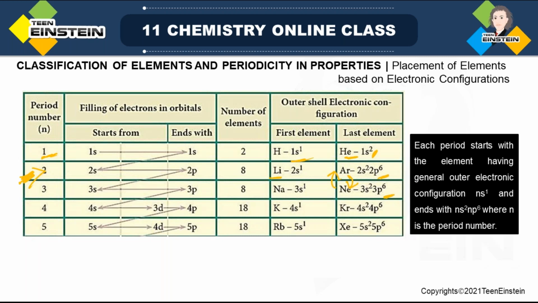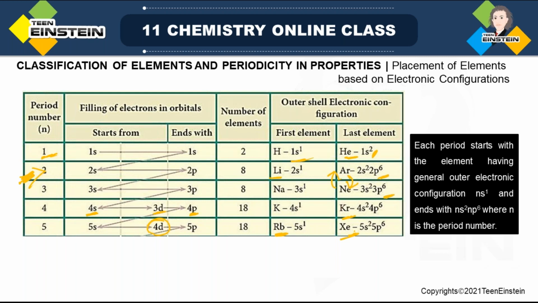Then for fourth and fifth period, now after 4s, there is 3d and 4p according to above, and total 9 atomic orbitals available. That means 18 electrons, and 18 electrons means 18 elements. Start from potassium, end at group 18, which is noble gas krypton. Then fifth one is same. So in between 5s, 5p, we also have 4d, maximum 9 atomic orbitals, that means 18 electrons, 18 elements also, starting from rubidium, ending at xenon noble gas.